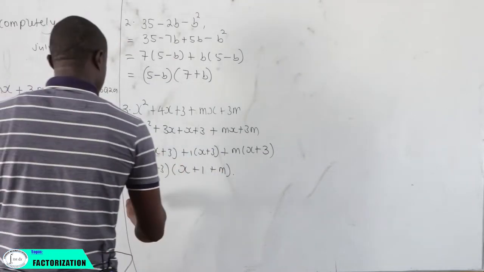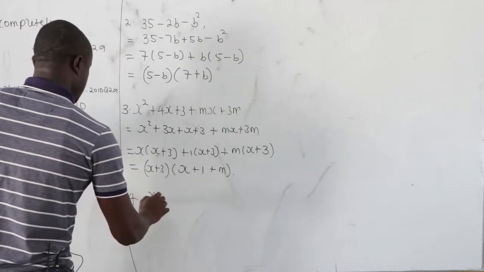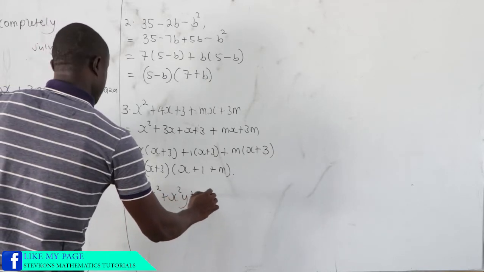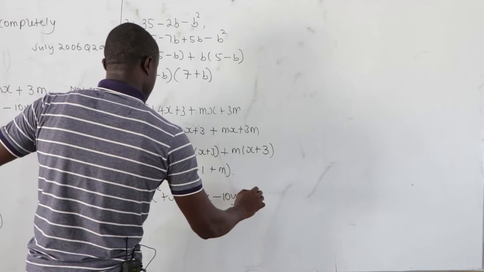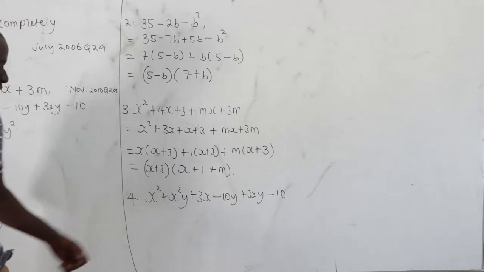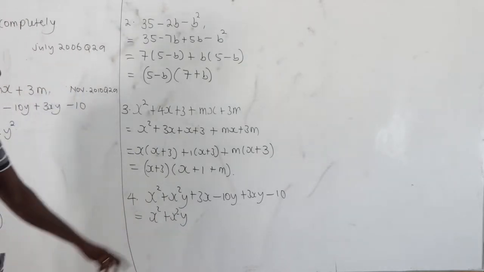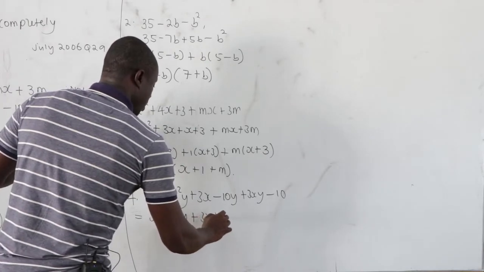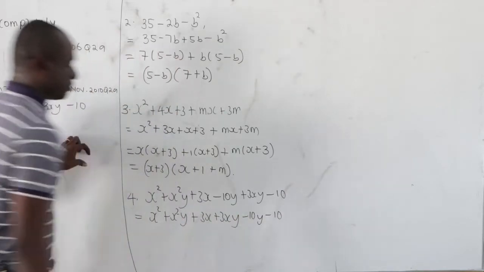Now let's see our fourth question. Our fourth question is x squared plus x squared y plus 3x minus 10y plus 3xy minus 10. Now x squared, clearly we can bring x, so let's rearrange. You have x squared plus x squared y. Now you have 3x here, you have 3xy, so let's bring them together. That is plus 3x plus 3xy, and then you have minus 10y minus 10.